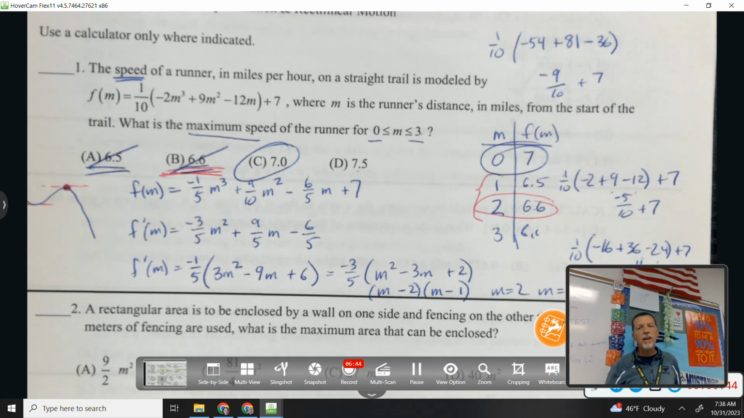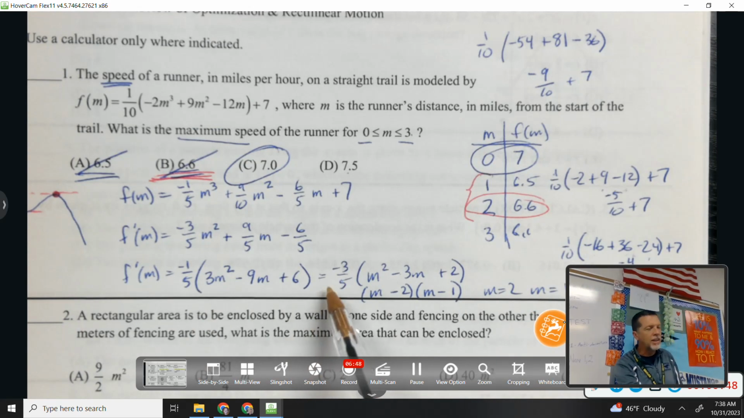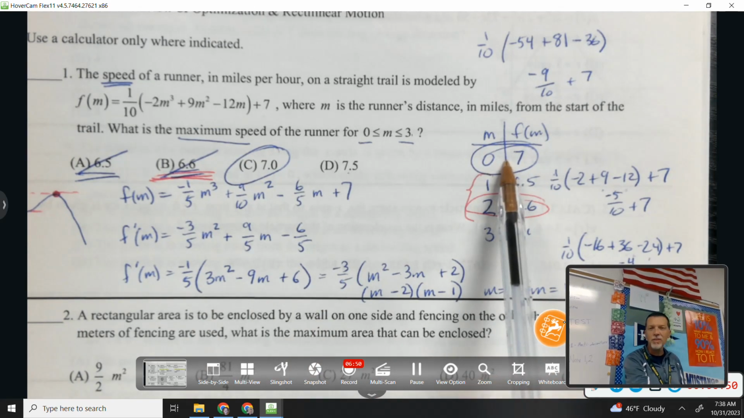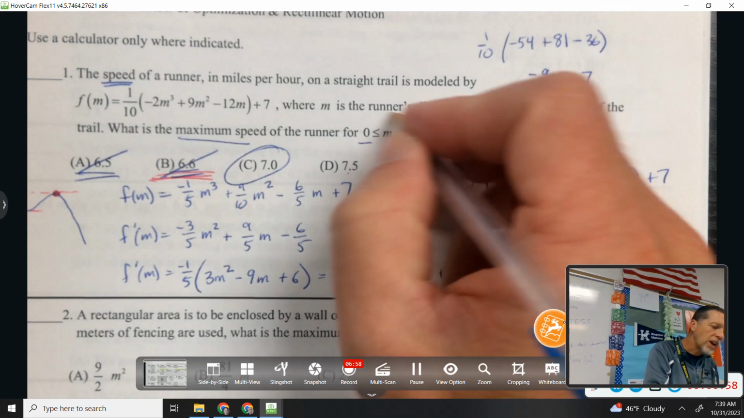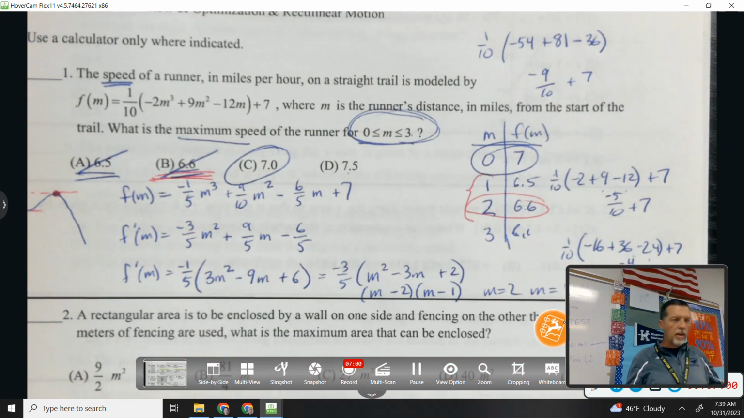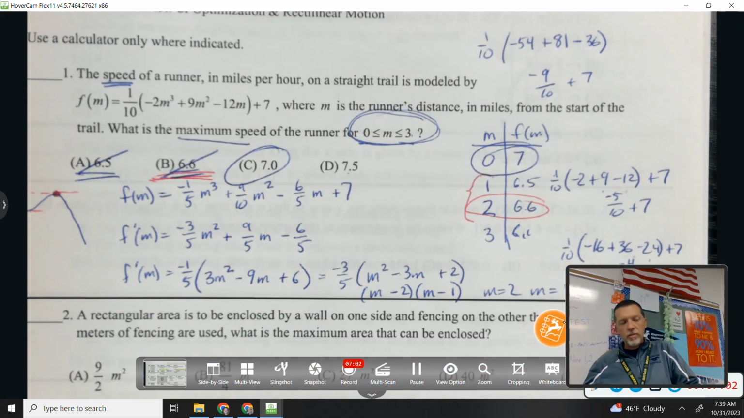So that's kind of frustrating, maybe a pain, because you have to do all this work, and in the end, it was just the simplest possible answer at 0. But you don't know that until you check everything. So looking for maximums and minimums, make sure you check the endpoints. Obviously, if there aren't endpoints, then you don't have to worry about the endpoints.